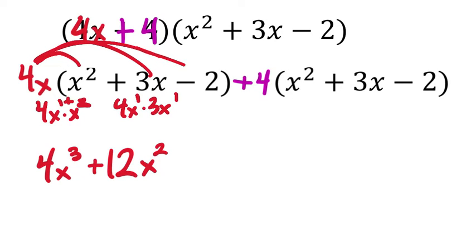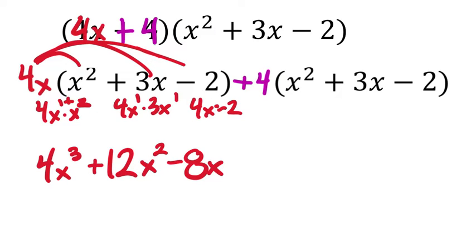Now the 4x gets distributed to this negative 2. That's multiplied. And 4 times negative 2 would be negative 8. That's how many x's we would have there. And that's all 3 distributions of that 4x.